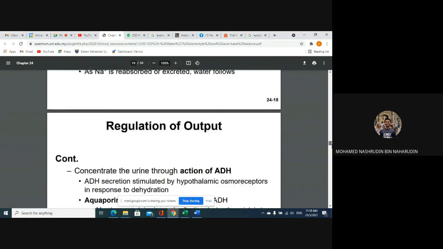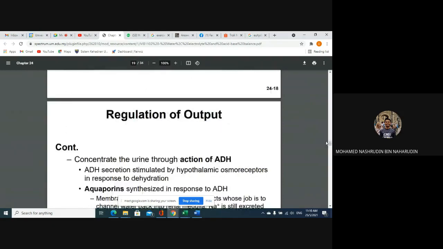Continuing from the regulation of water output: the concentration of urine through the action of ADH, antidiuretic hormone. Antidiuretic hormone secretion is stimulated by the hypothalamic osmoreceptors, as I explained earlier, in response to dehydration. So antidiuretic hormone stops dehydration from happening further and promotes water intake to the body. It increases the sensation of thirst, to allow the body to add more water.